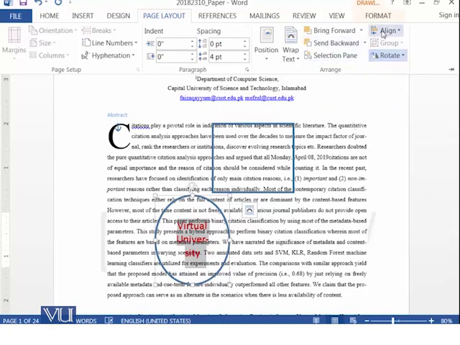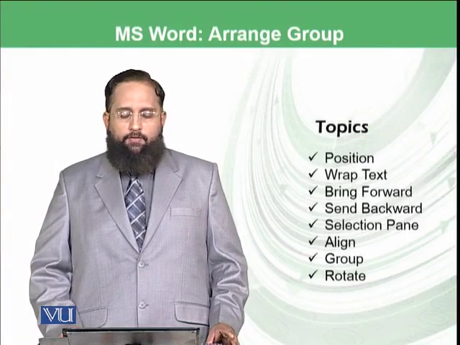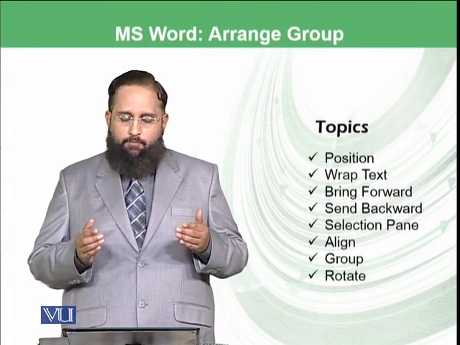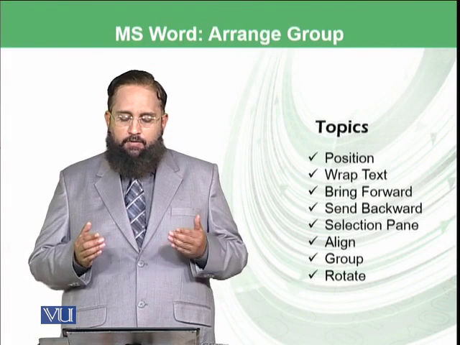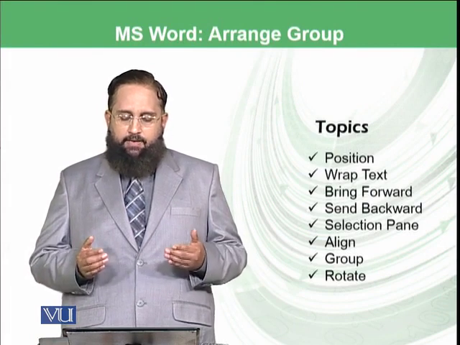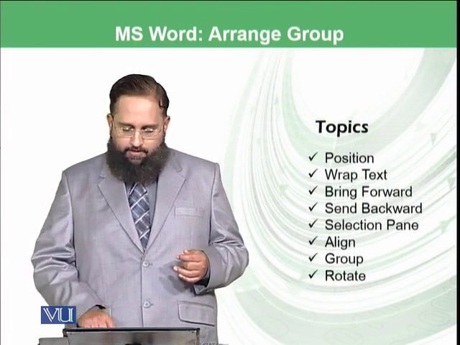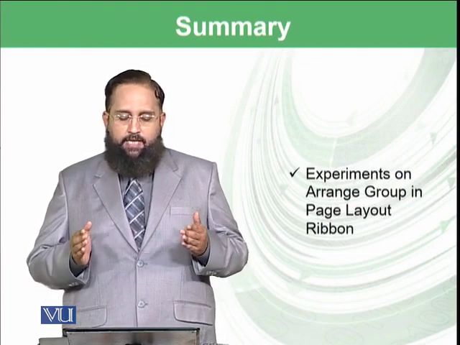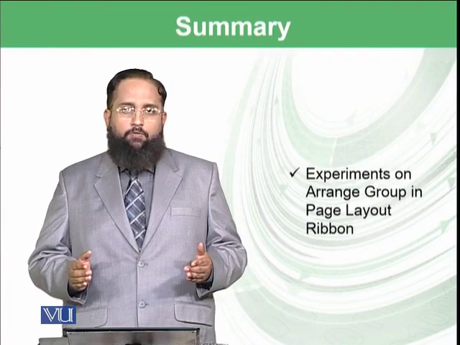So these are all the options available in the arrange group under the page layout ribbon. Dear students, today we have discussed the arrange group, and the topics we have covered are position, wrap text, bring forward, send backward, selection pane, align, group, and rotate. So here we have finished the page layout ribbon in Microsoft Word.